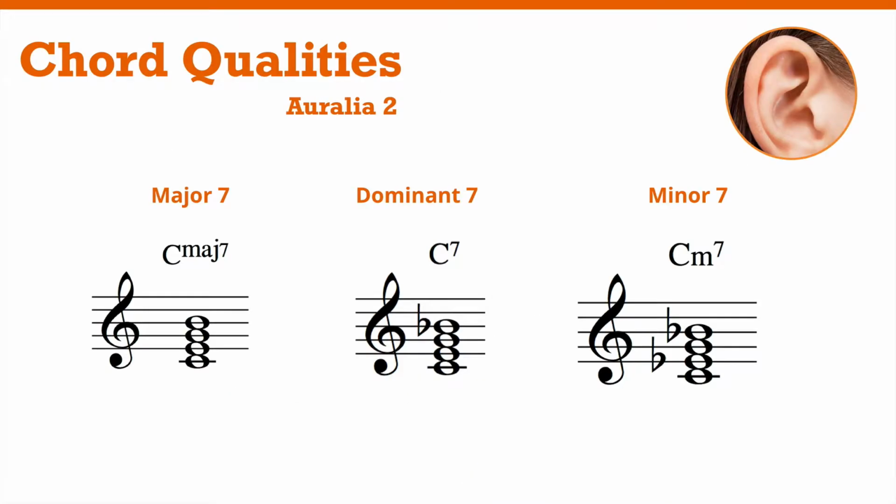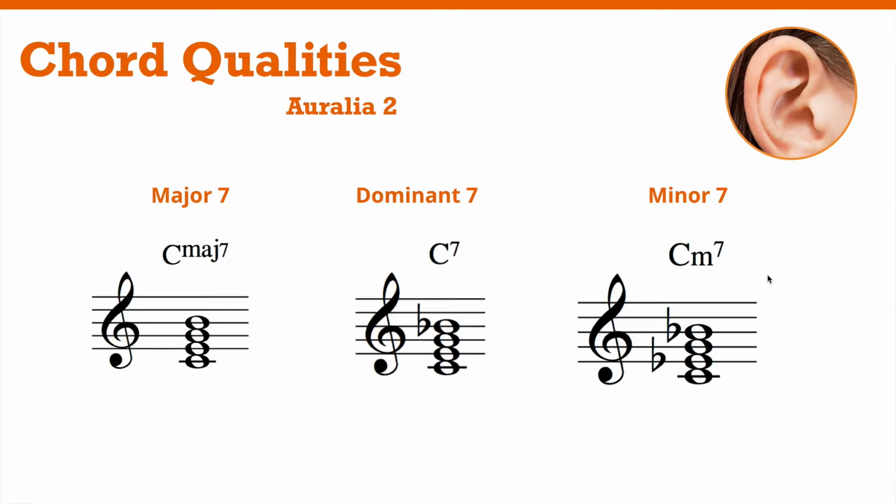Let's move ahead and look at some chord qualities that you'll be coming up to when you look at your Auralia assignment this week. These are the qualities of 7th chords you'll be listening for in Auralia. We're looking at major 7 chords, dominant 7 chords, and minor 7 chords. There are 5 types of 7th chords. What we are missing here is the half diminished 7 and the fully diminished 7.